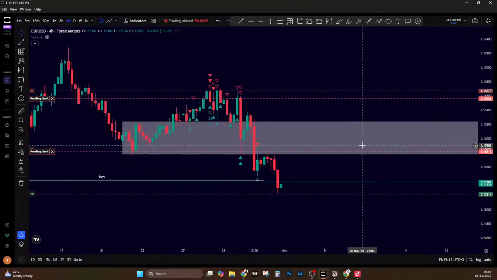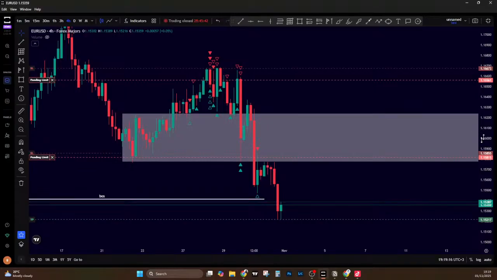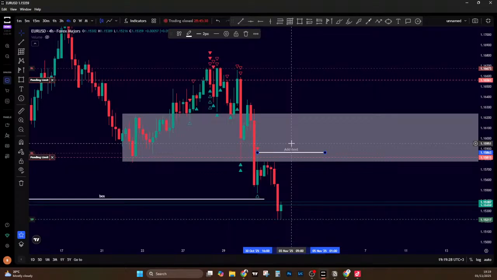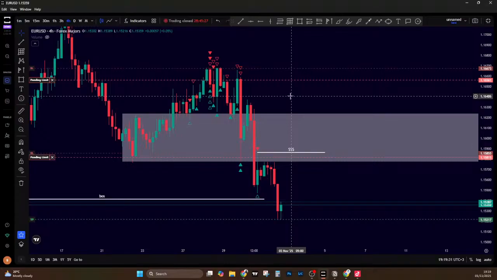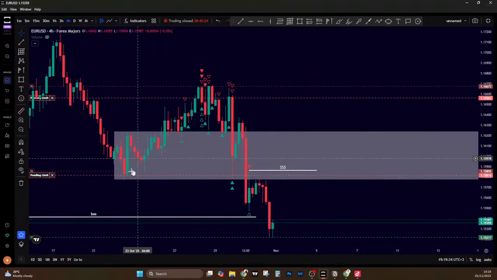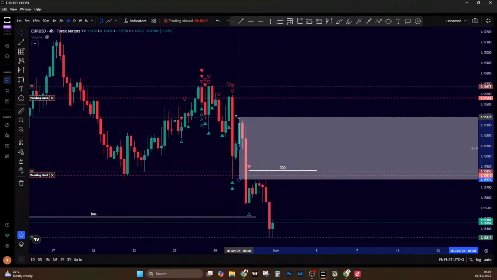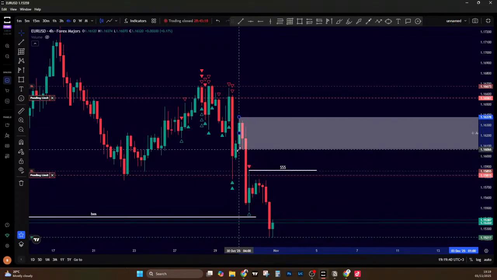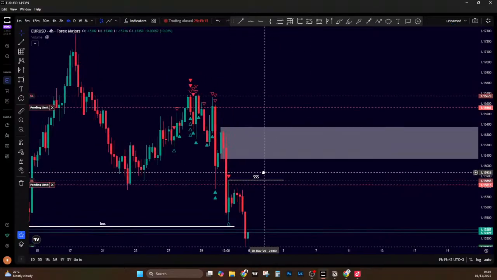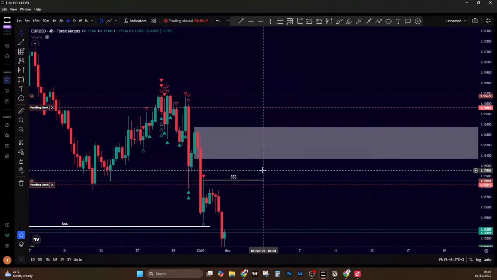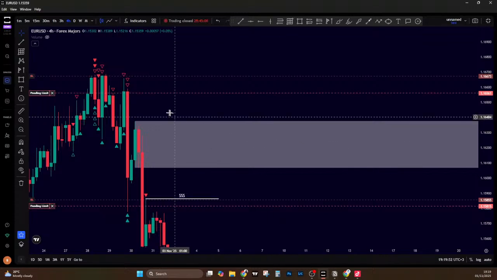So we go to the 4 hours. And then look at this. We have liquidity here. We have liquidity there. And then we have two things. We have this supply zone there, and we have FVG. My preference, I don't like trading FVG. So I will refine my area to this order block.